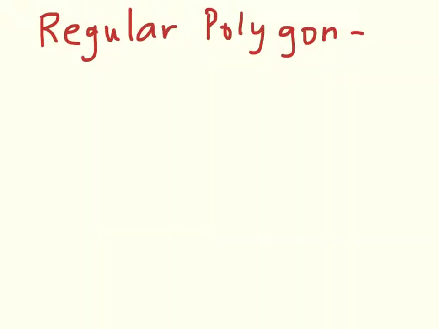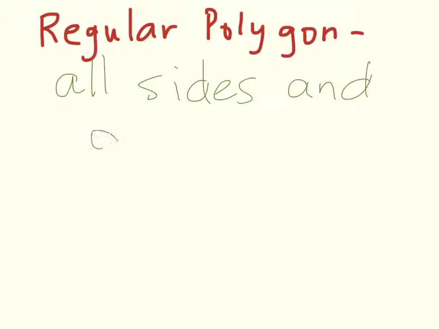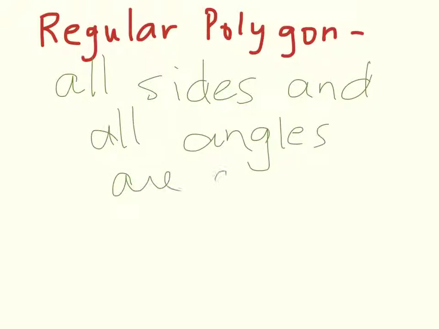If something is a regular polygon, what that means is that all sides and all angles are congruent. And we're going to use that in class to solve some more problems.